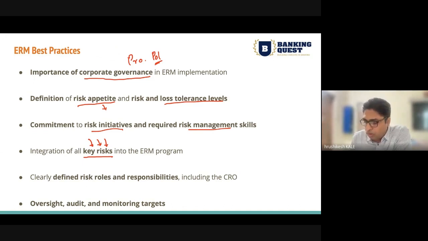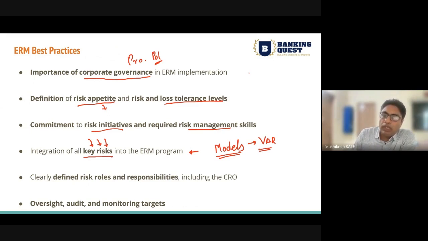So after COVID, many companies are changing their models, especially VaR models. Now, let me tell you what happens. A company will have its own model as per Basel norms, which is called an internal risk model. And companies or banks can have their own model.